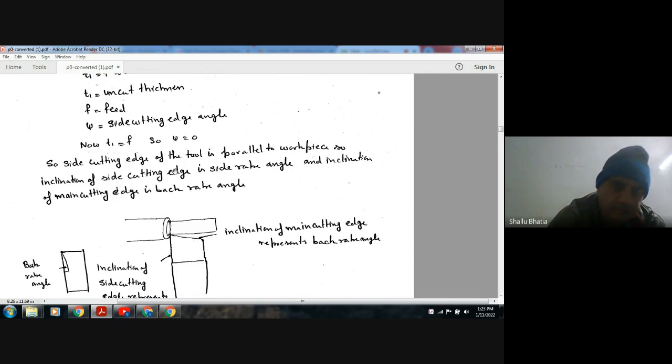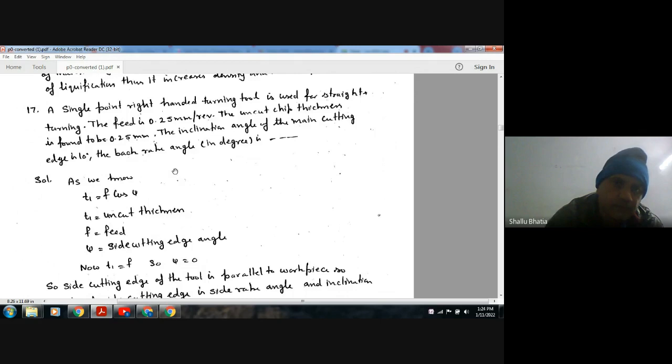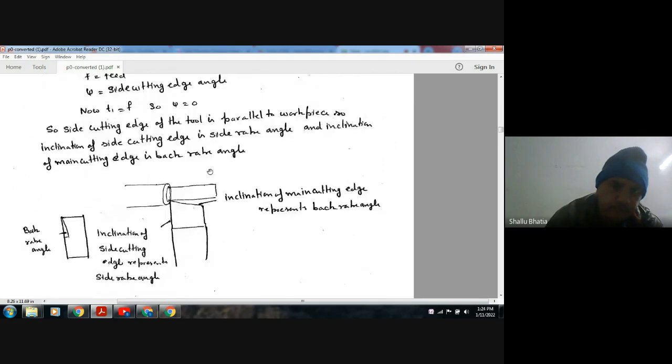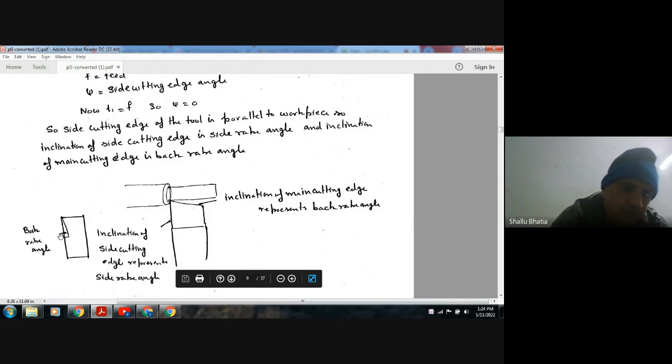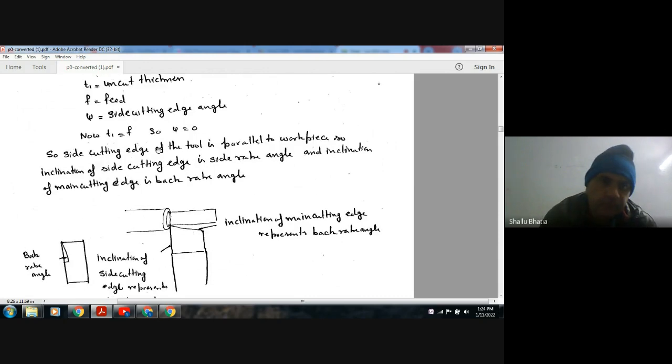When the side cutting edge angle is equal to 0 and thickness is equal to feed, then the inclination angle of the main cutting edge is the back rake angle. Okay, there is no inclination perpendicular to the surface. So the answer is 10.